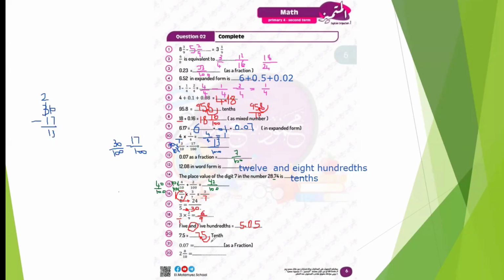0.07. How can I write it as a fraction? We have 7 in the hundredth place, so it's 7 out of 100.